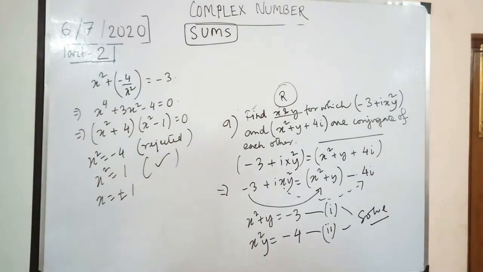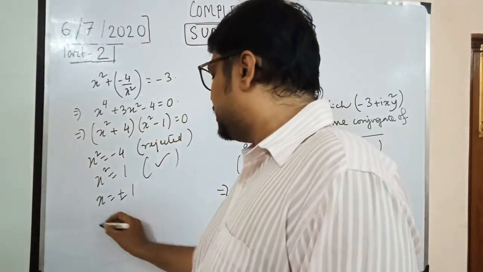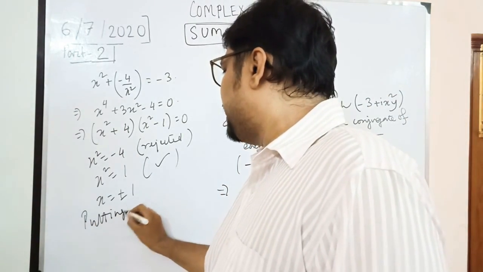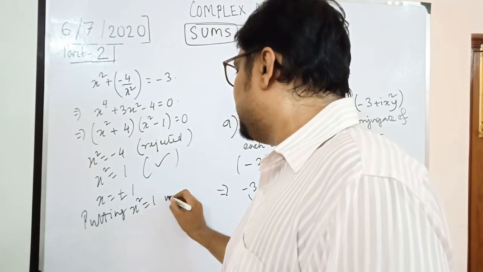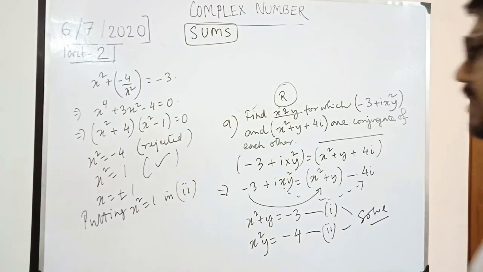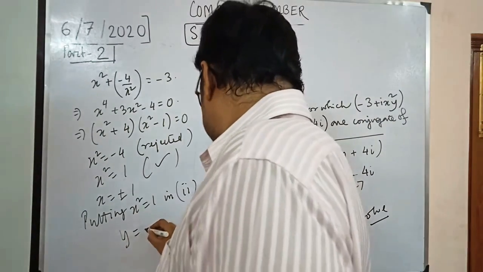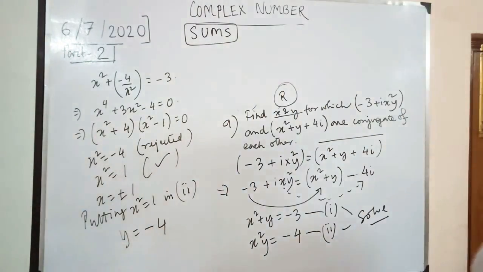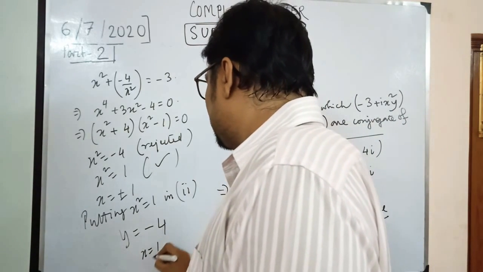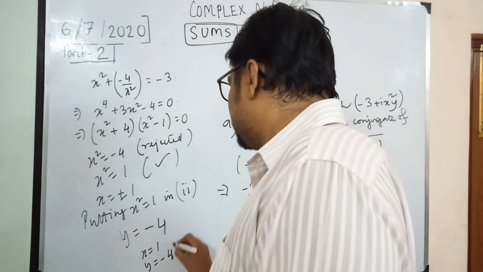Okay. Now x square equals to 1, if we put over here in the next equation, putting x square as 1 in the second equation, we get what? y as minus 4. So y value is minus 4 whether x is plus 1 or minus 1. So that means there are two values. x is 1, y is minus 4. So this is one value.